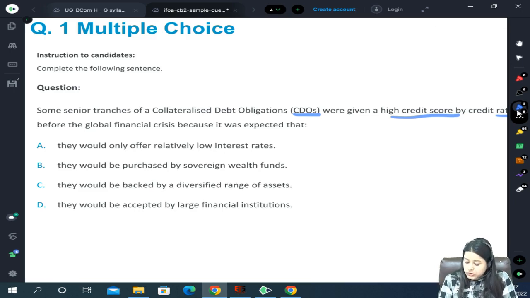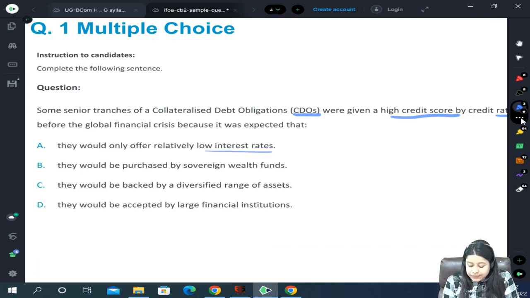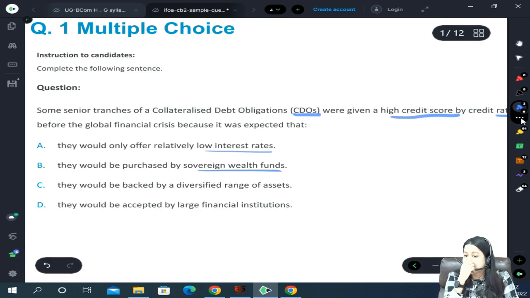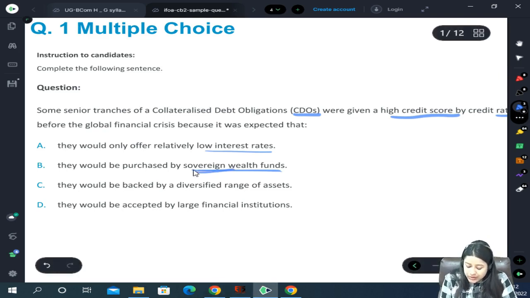Let's read the options quickly. It is not going to be very simple. They would only offer relatively low interest rates. If something is offering you a low interest rate, that does not mean that it will give you a high credit score. They would be purchased by sovereign wealth funds. Sovereign wealth funds are basically government funds, local government, central bank. These governments also invest their money someplace, right? If they are investing in a particular security, obviously they will be investing in a very good security. This is your sovereign wealth funds.